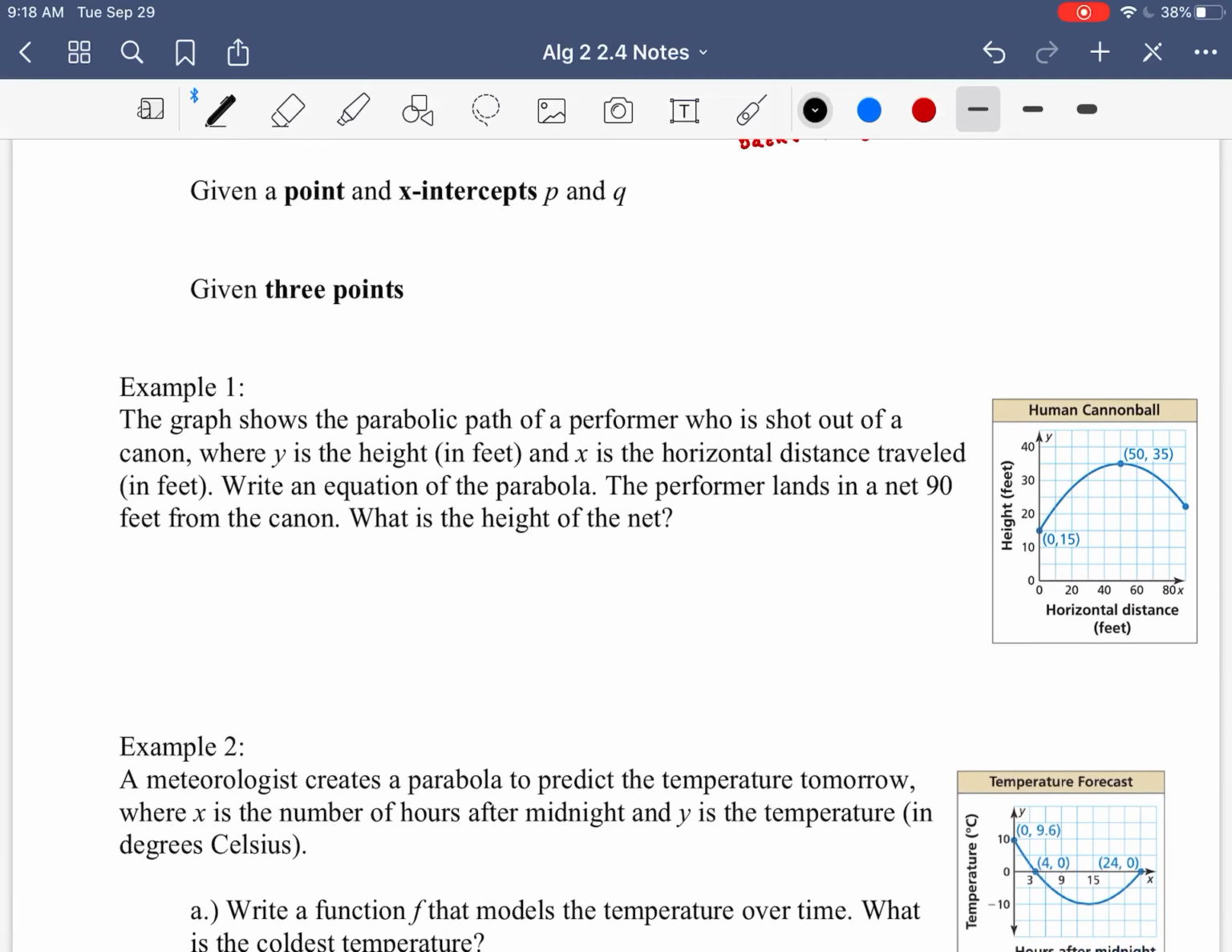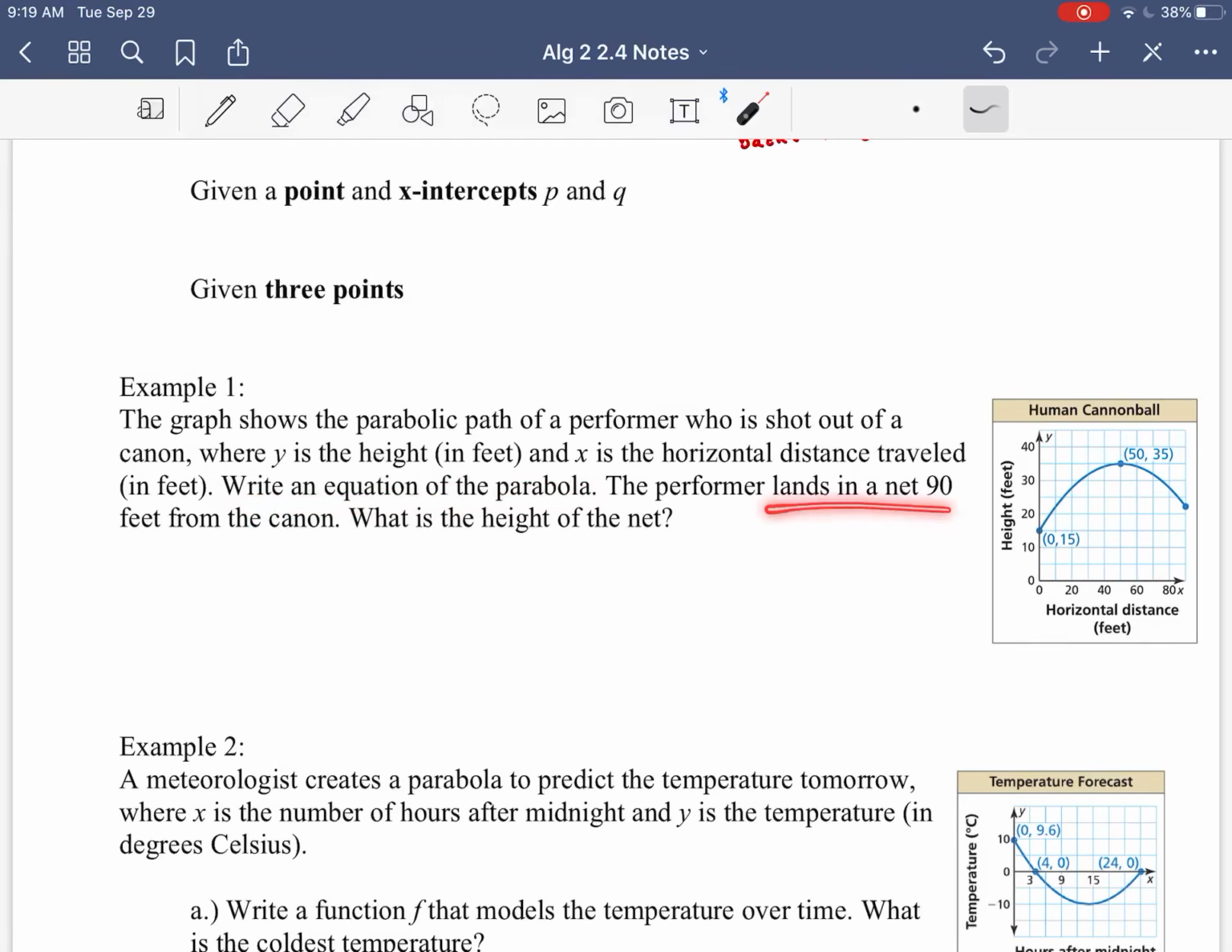Down here in example 1, we have a graph. In this explanation, the graph shows the parabolic path of a performer who is shot out of a cannon, where y is the height in feet. So this y is how high up and down it is, and x is the horizontal distance traveled in feet, so how far over left and right it goes. I can tell from this graph that when it's 0 left and right, it's up 15. We want to write an equation of the parabola.